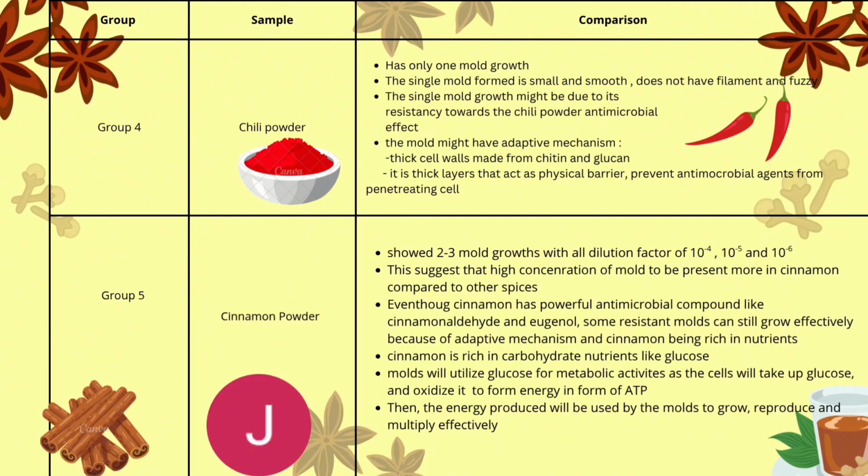Then group 5, which uses cinnamon, showed the highest mold growth, about 2 to 3 molds, and this suggests that a high concentration of mold is present more in cinnamon compared to any other spices. Even though cinnamon has powerful antimicrobial compounds like cinnamaldehyde and eugenol, some resistant molds can still grow effectively because of adaptive mechanisms, and cinnamon is rich in nutrients. Cinnamon is rich in carbohydrate and nutrients like glucose, as the mold can utilize the glucose for metabolic activities, as the cell will take up the glucose and oxidize it to form energy, and the energy produced will be used by the molds to grow and multiply effectively.